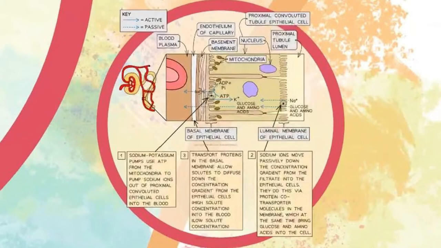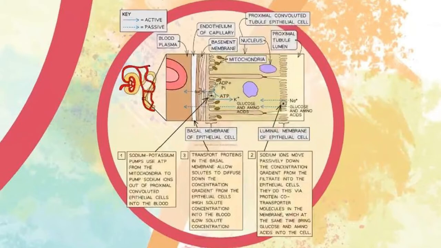These sodium ions do not diffuse freely through the luminal membranes. They must have co-transporter proteins in the membrane, and there are several types of these co-transporter proteins. Each type transports a sodium ion and another solute from the filtrate, for example, glucose or a particular amino acid. Once inside the epithelial cells, these solutes diffuse down their concentration gradient, passing through transport proteins in the basal membrane of the epithelial cells into the blood.